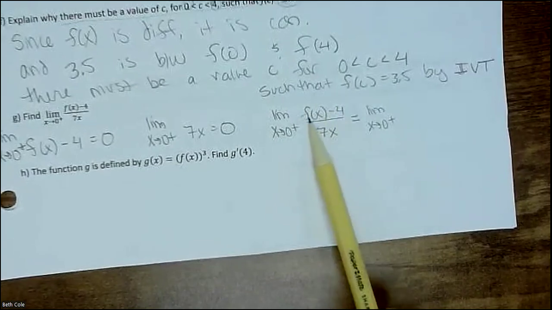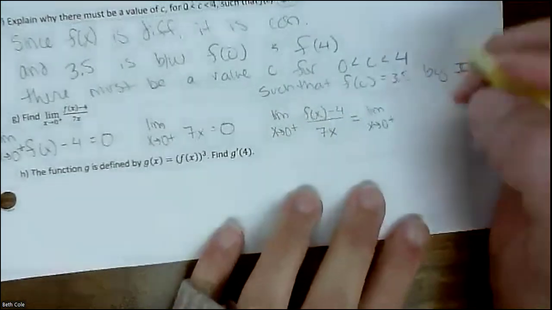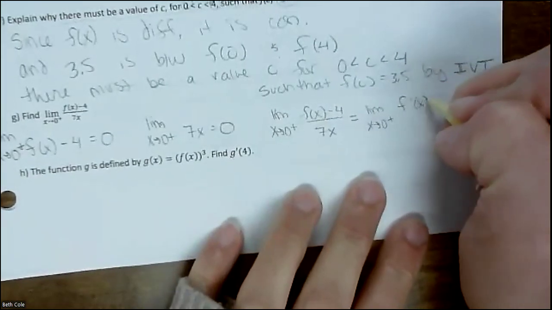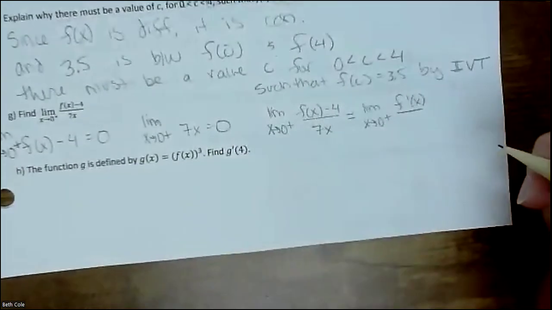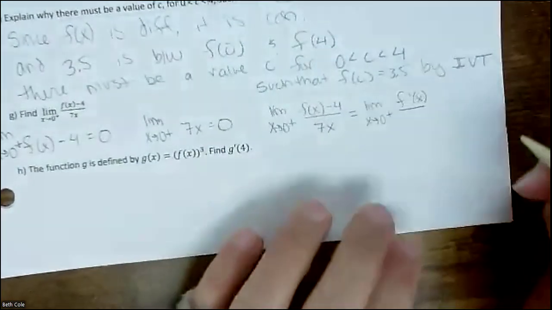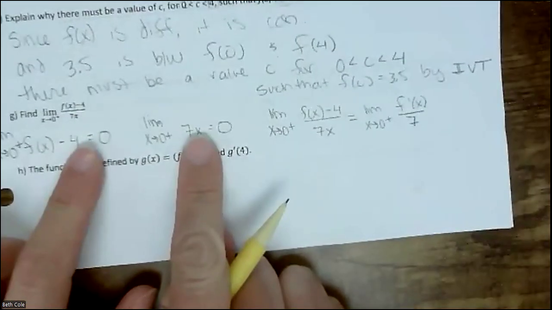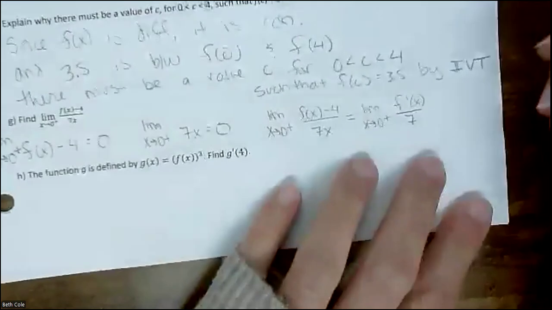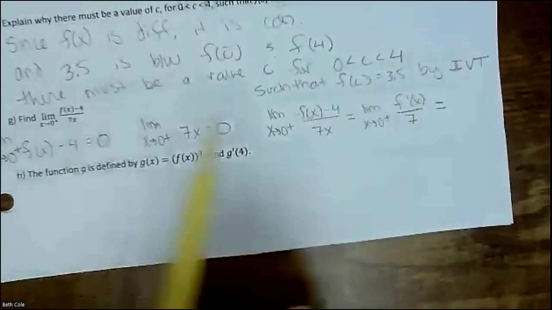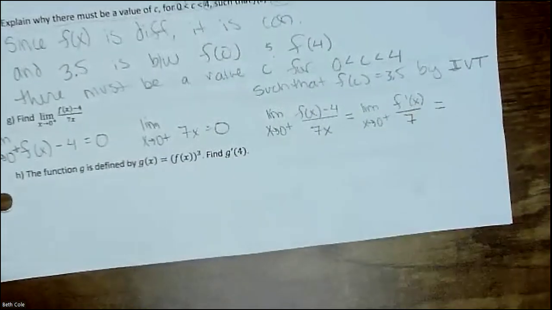So what is your derivative of this numerator? F prime. What happened to the 4? Gone. What's the derivative of your denominator? 7. So writing these is worth a point, linking these together is worth a point, and then the third point is your answer.